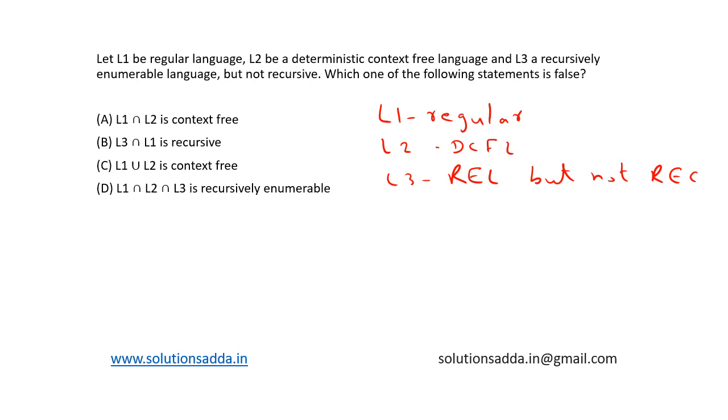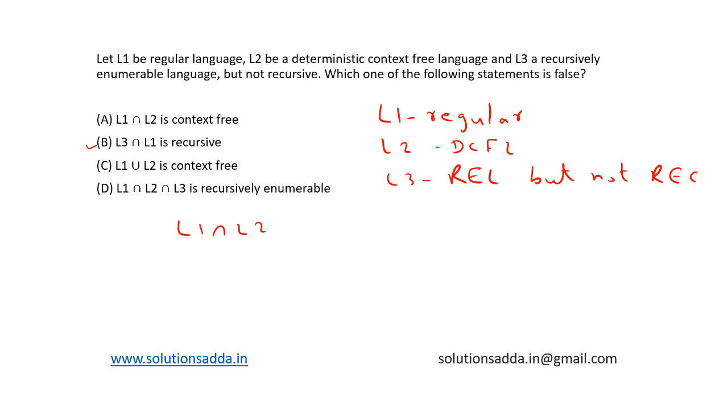Let's see the first option, L1 intersection L2. As L1 is regular and L2 is DCFL, and regular languages are closed under intersection, L1 intersection L2 is context free. This option is true. Option B, L3 intersection L1 is recursive. L3 is REL but not REC, and L1 is regular. So this option is false, because L3 is recursively enumerable but not recursive. So the intersection with L1 must be recursively enumerable but may or may not be recursive. So this option is a potential option for the correct answer.